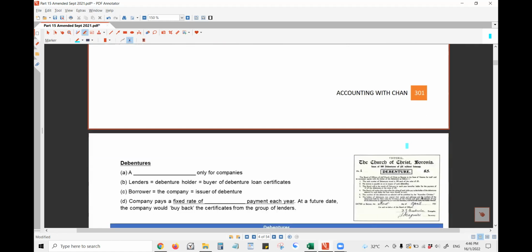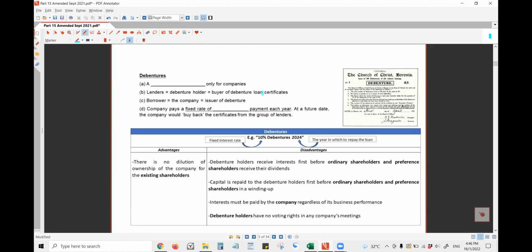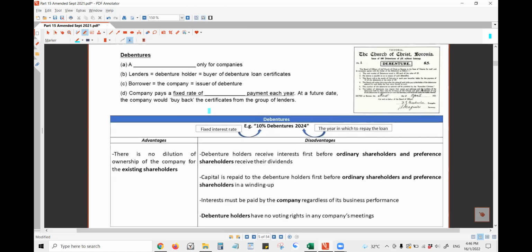Next page. Okay, here is something super important. Debentures. Okay, the word debentures. Page 302, upper half of the page, debentures.